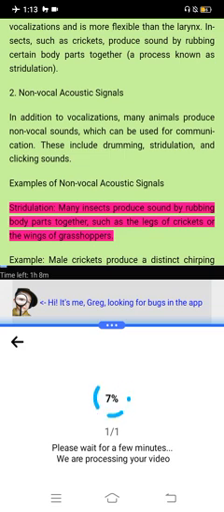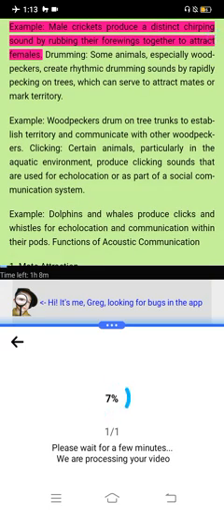Stridulation. Many insects produce sound by rubbing body parts together, such as the legs of crickets or the wings of grasshoppers. Example, male crickets produce a distinct chirping sound by rubbing their forewings together to attract females.